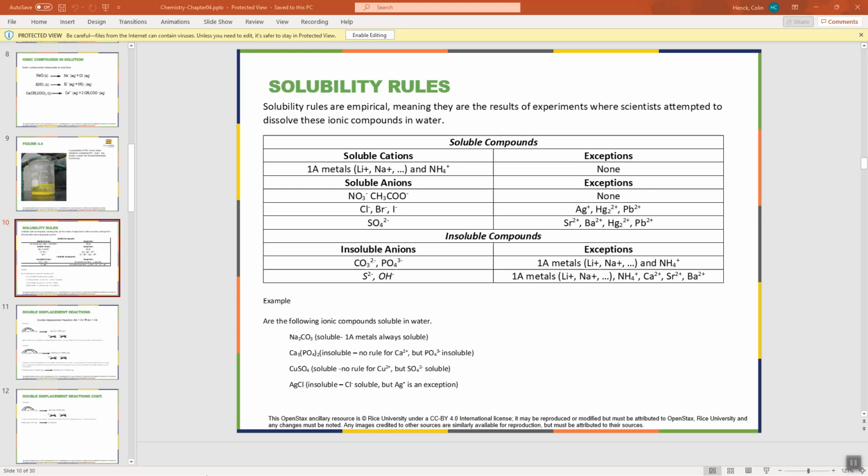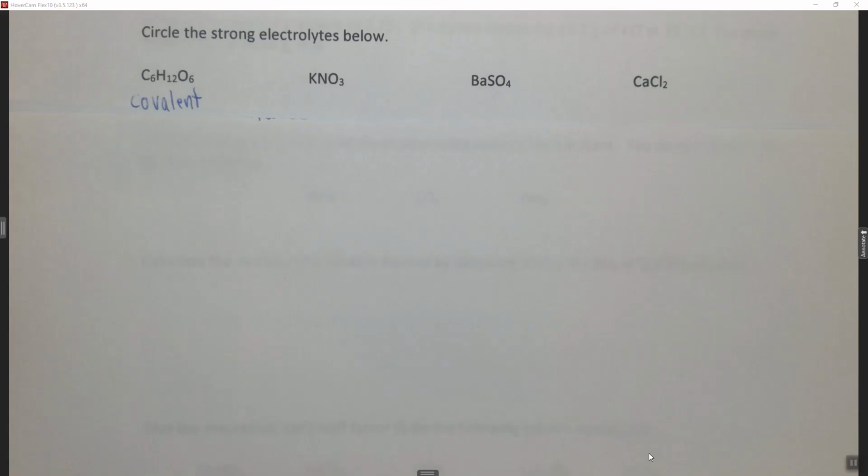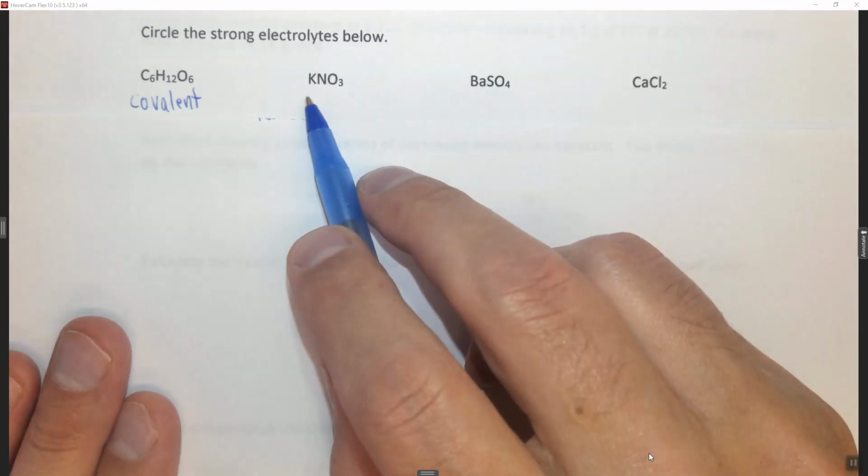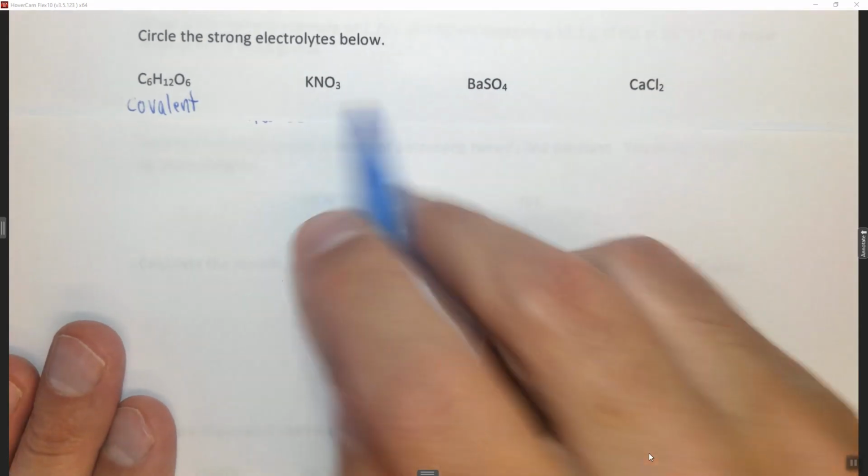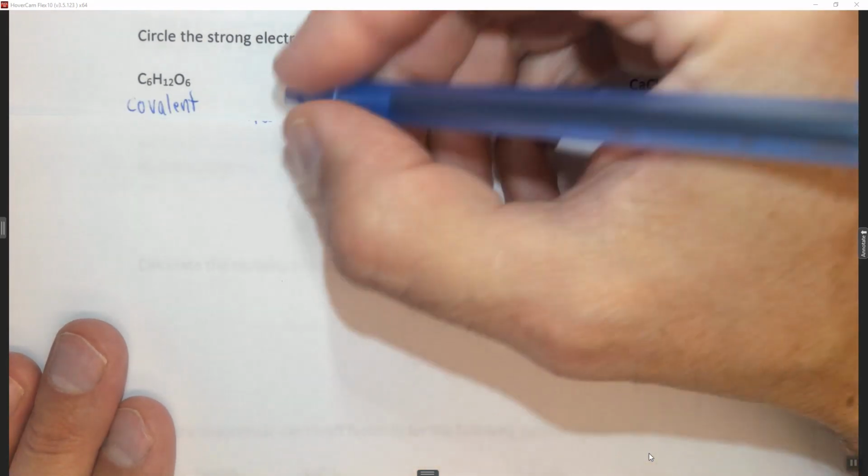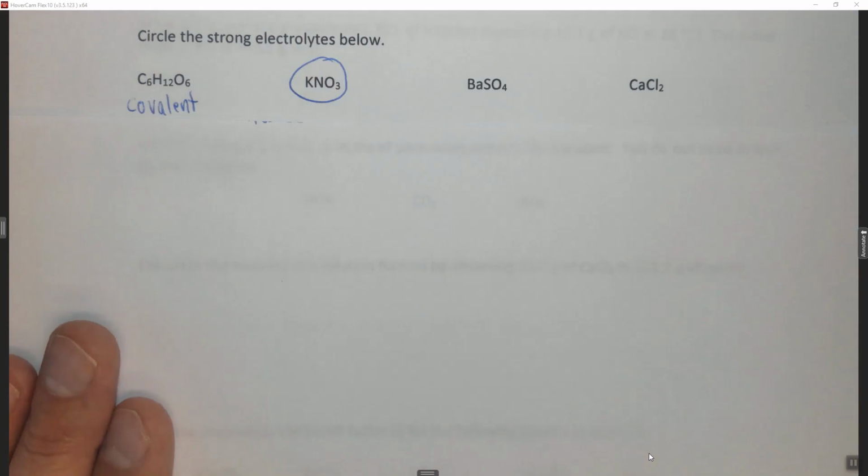So if we go back to our sheet here, we have potassium compounds, which are always soluble, nitrate compounds, which are always soluble. So this is soluble. So this one is a strong electrolyte.